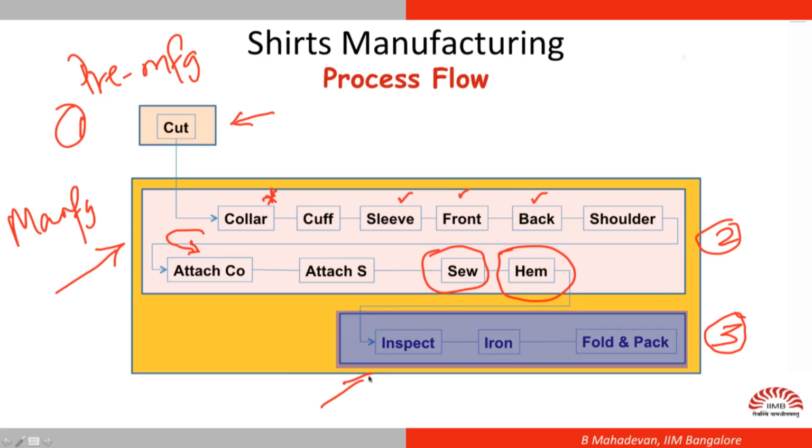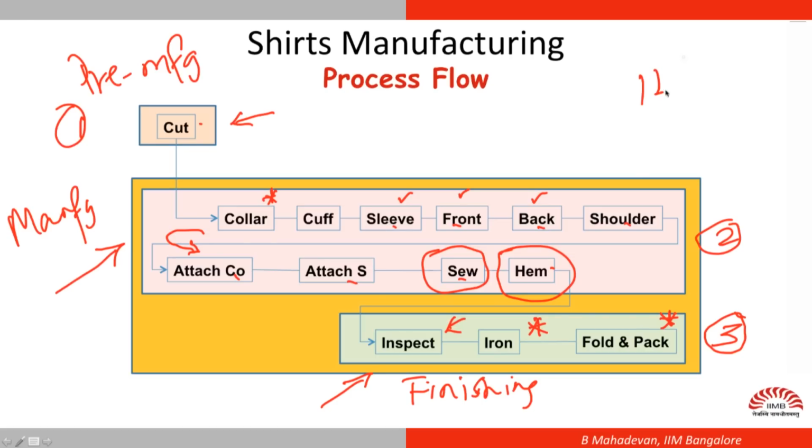And the third stage that you see here, let me call it finishing operations. Typically what we mean by finishing is you inspect for quality control, and then in the case of a shirt we want to press it properly, fold it, and pack it so that it is ready for dispatch. So what you see here are the following: 1, 2, 3, 4, 5, 6, 7, 8, 9, 10, 11 and another 3 here. 14 activities in all. So there are 14 activities which we have identified.